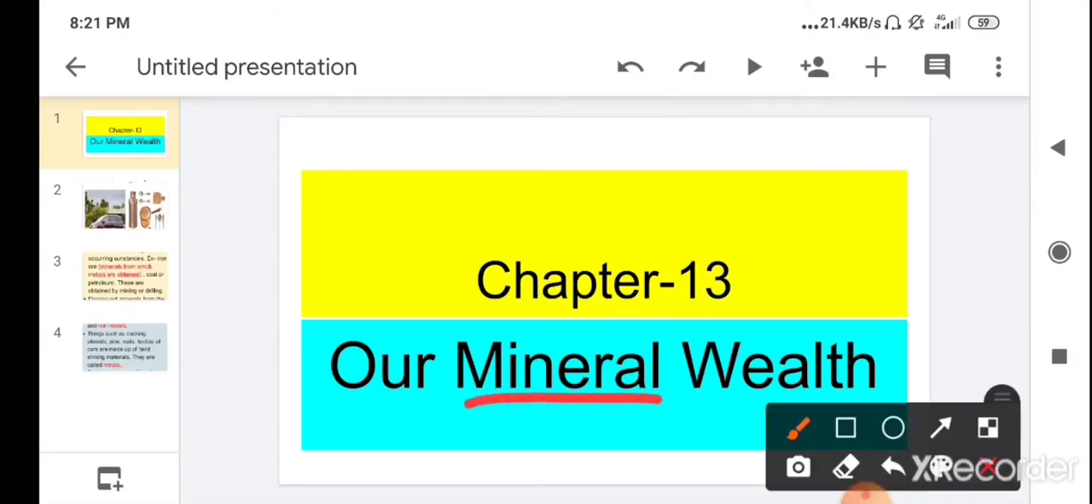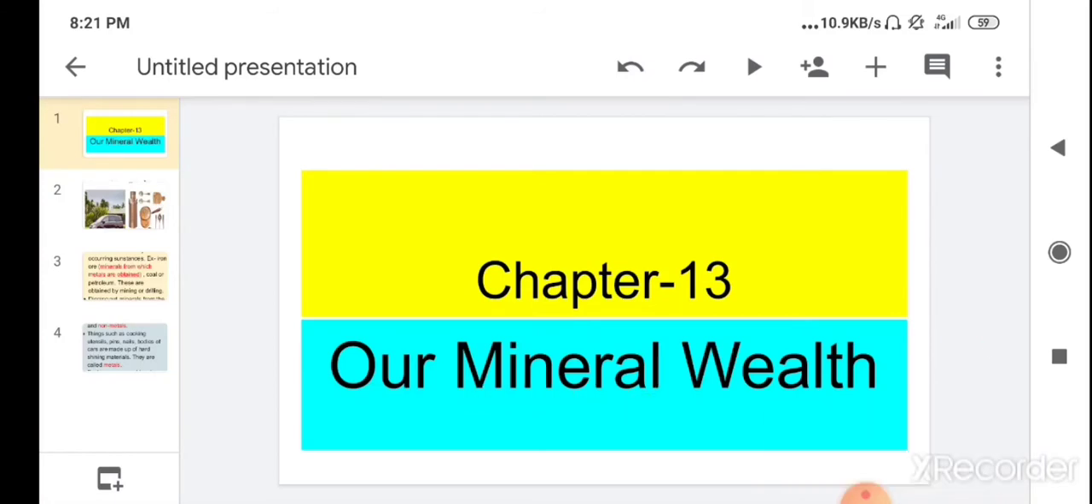So children, a mineral is also a natural resource. Can you tell me which type of natural resource a mineral is? Very good. It is a non-renewable natural resource. So in this chapter you will learn about minerals in detail. Let's start our chapter.